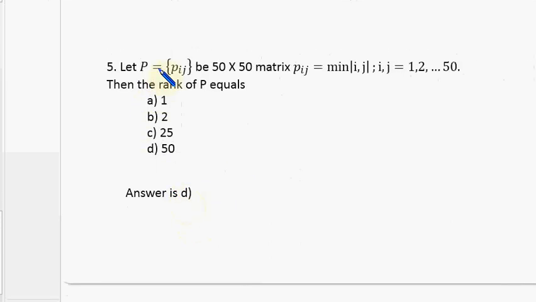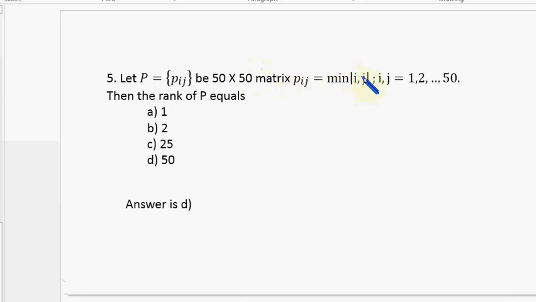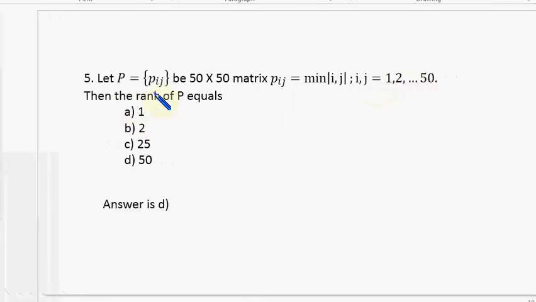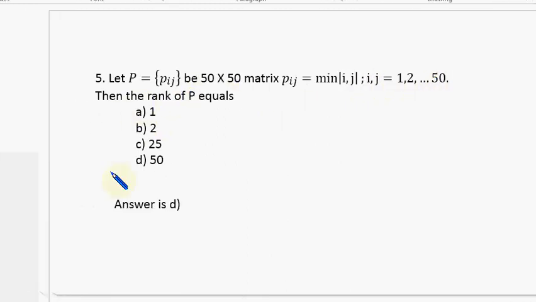Similarly, let P equal Pij be a 50 cross 50 matrix with Pij equal to the minimum of i comma j, where i and j run from 1 to 50. Then the rank of the matrix P is equal to 50.